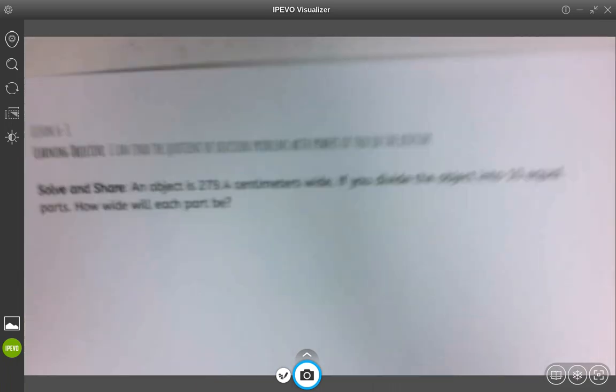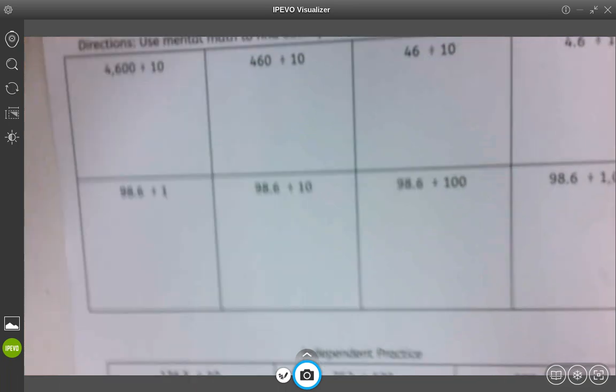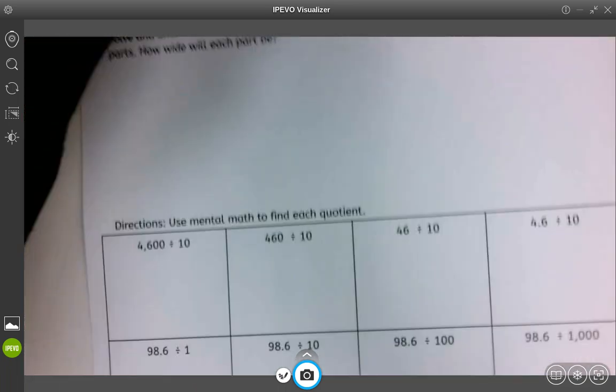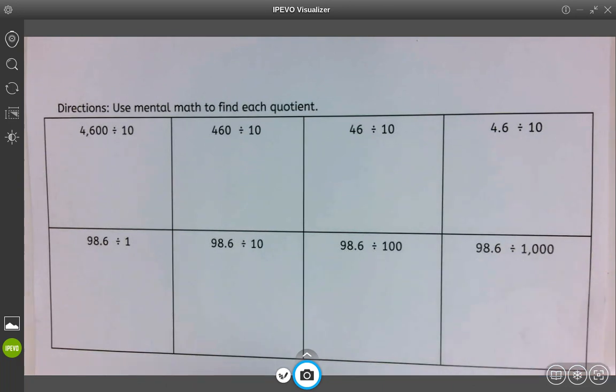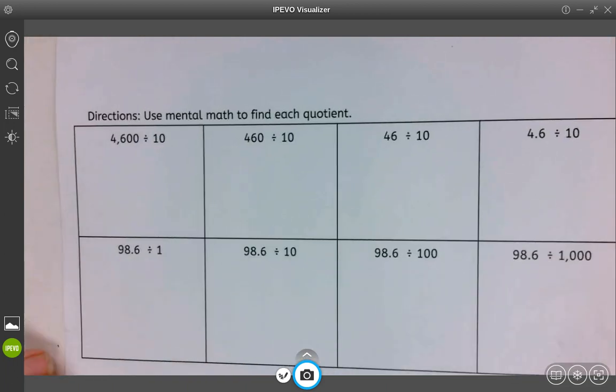Right, this is your 6-1 lesson. There we go. All right, so we're going to do a quick 8 problems together. Today we are finding the quotient to division problems with powers of 10 in the divisor. We are able to do everything pretty quickly today using some mental math.